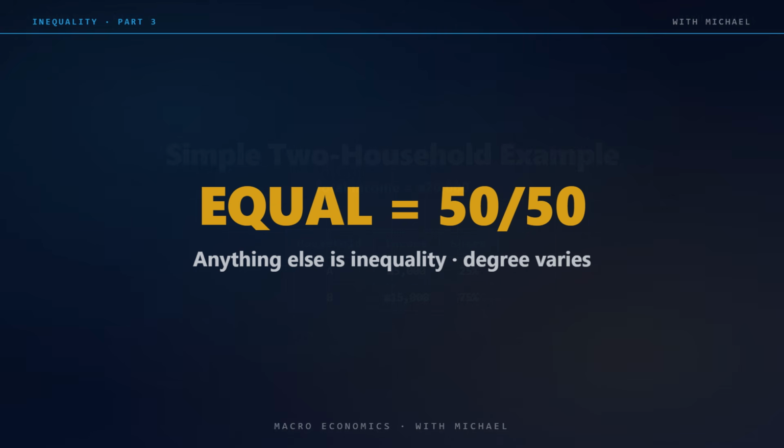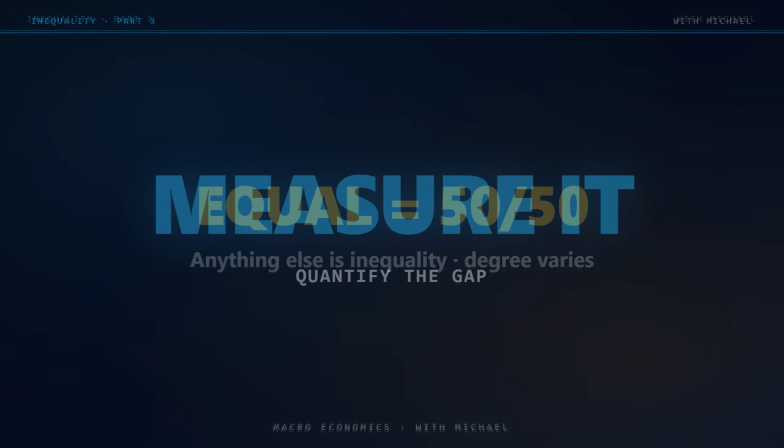Multiply this concept by millions of households, and you get a picture of an entire economy's income distribution. Measuring it precisely requires more sophisticated tools. But the basic idea is exactly this comparison between actual shares and equal shares.